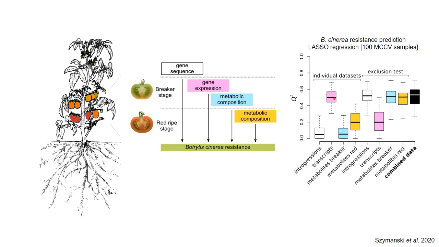In a so-called exclusion test, where we took the whole data set while excluding one of the classes, the result was very similar. Exclusion of the transcriptome level decreased the prediction power significantly. In terms of percentage of explained variance for this particular phenotype, only 3% of the variance was explained by the genome, while already 33% was explained by the transcriptome, and in total around 10% for both the break and red ripe stage of tomato was impacting the Botrytis resistance.